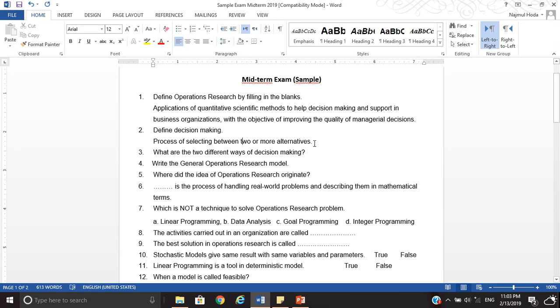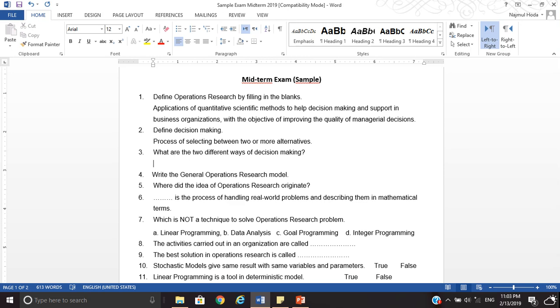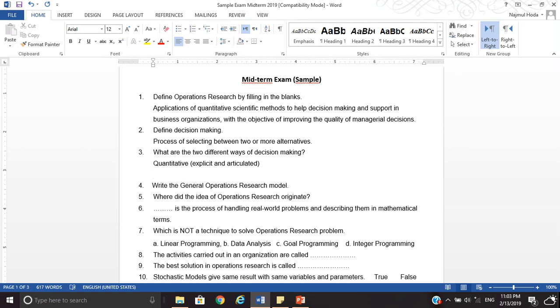So this is what we learned in the class. It's a process of selecting between two or more alternatives. Now what are the two main ways of decision making? One is using numbers. Numbers means quantitative, it is explicit and articulated. Explicit means clear, which can be seen, shown, and articulated, it can be represented well. You can explain it. There are clear steps.